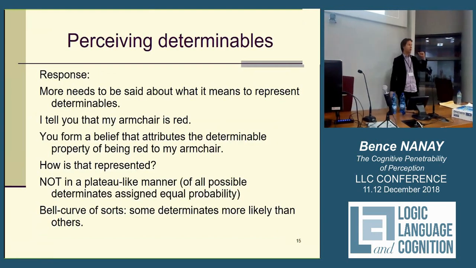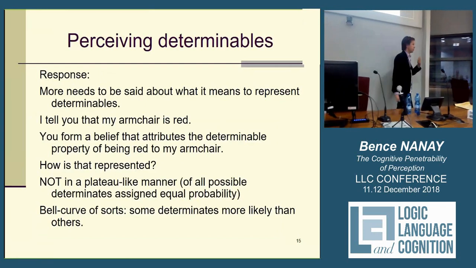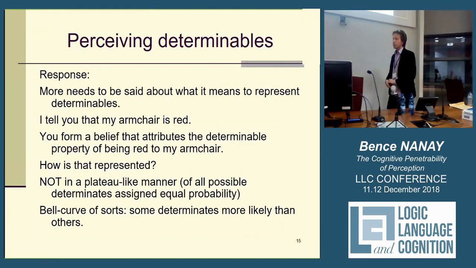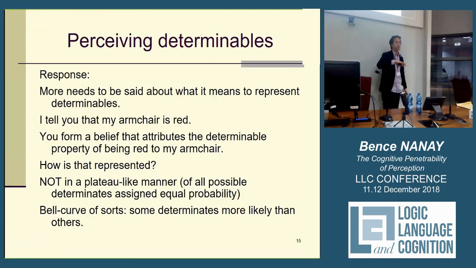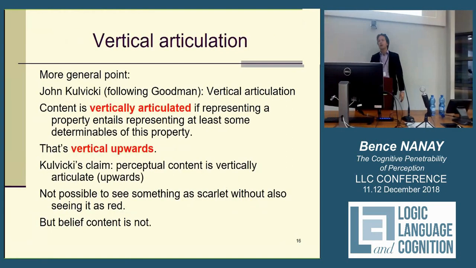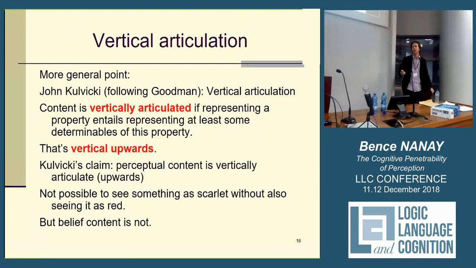and then you're just going to have to somehow imagine that armchair on the basis of my belief. You're probably not going to attribute the exact same probability to all the determinants of this determinable red. You're going to find certain shades of red more probable than others, presumably based on your previous encounters with armchairs and what the possible colors of armchairs are. So what you're going to have is some kind of bell curve distribution of probabilities of different colors, and not a plateau like, oh well, everything is the same, it has the same probability. But I need to say more about this, and this is where I think things are going to get exciting.